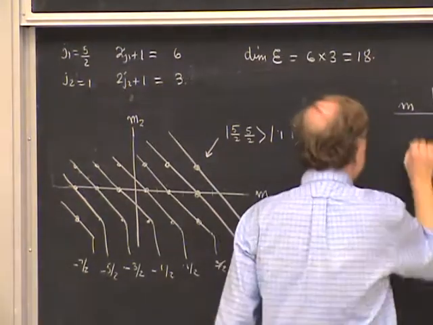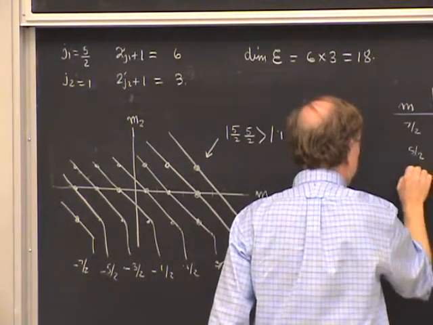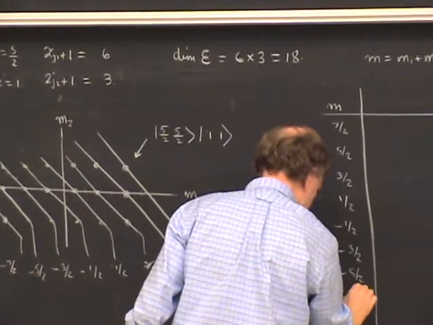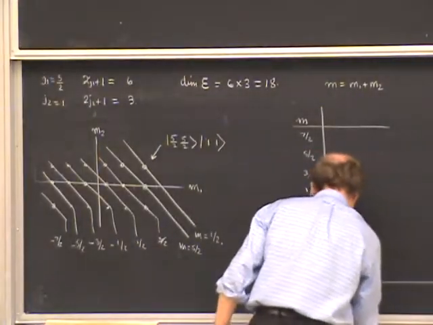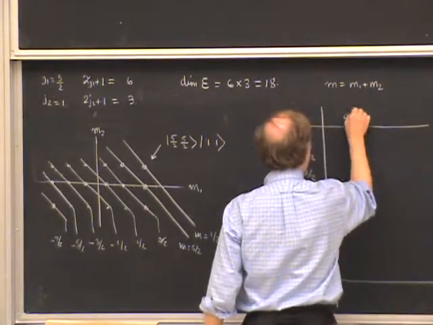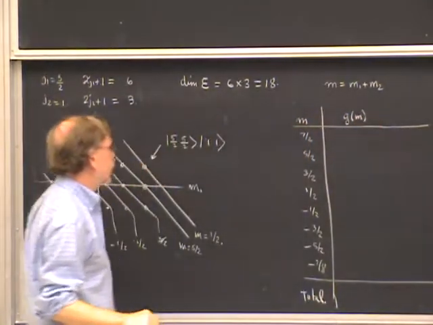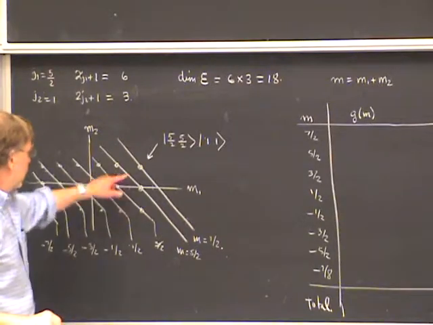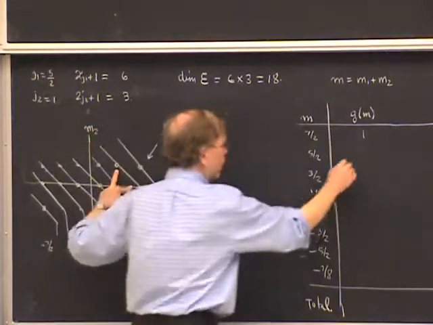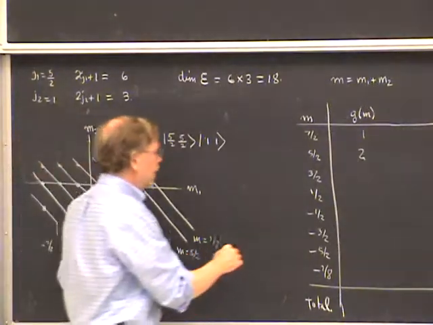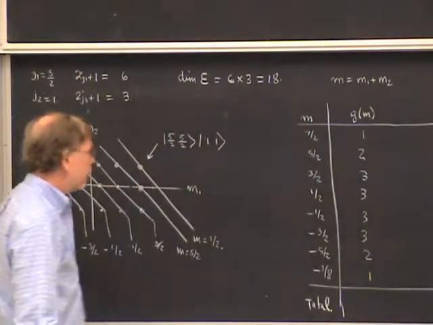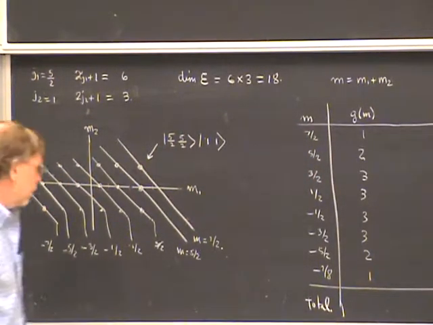The total value of m ranges over 7/2, 5/2, 3/2, 1/2, minus 1/2, minus 3/2, minus 5/2, minus 7/2, a grand total of 8 values. The first thing let me do is to make a table of what I call g of m, which stands for the degeneracy of the jz quantum number. So for 7/2, it's only one-fold degenerate because there's only one state. For 5/2, there's two states. For 3/2, there's three states, 1, 2, 3. And it goes down like this: 3, 3, 3, 2, 1. Those are the degeneracies of the different total magnetic quantum number values.